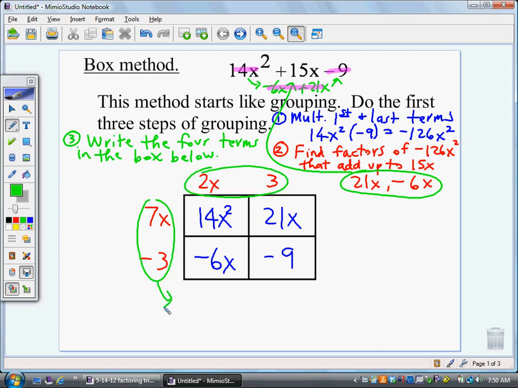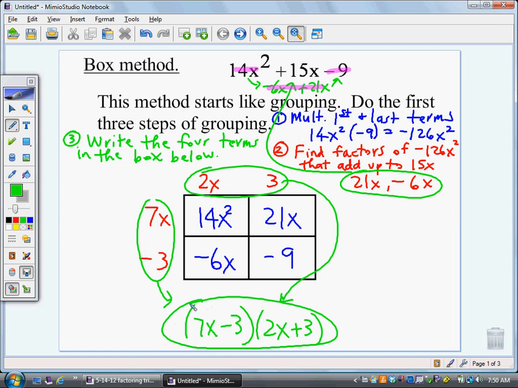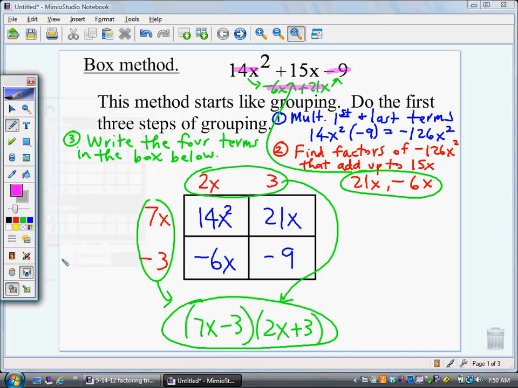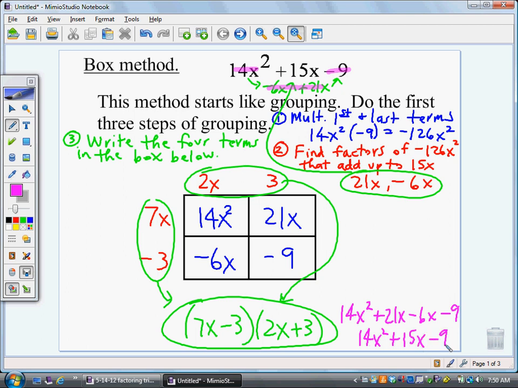And you just write your answer then. 7x minus 3. This one comes here. 2x plus 3. And there's your answer. Now, you can check this by doing FOIL. If you multiply this all out, you're going to get 14x squared plus 21x minus 6x minus 9, which of course will become 14x squared plus 15x minus 9, which is the original problem, and there's your answer.